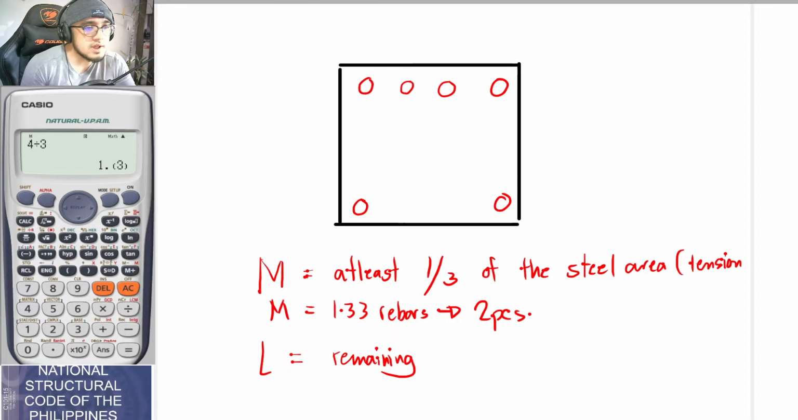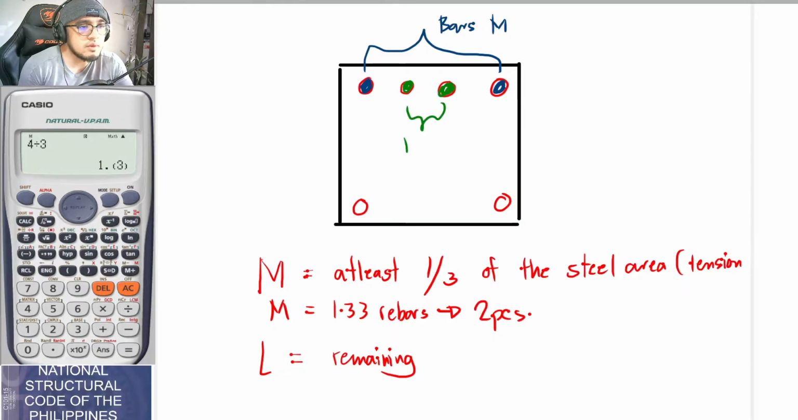So for your bars M, it is logical if you would now be choosing the exterior rebars. So with that, guys, let's change the color. Let's say that this is to be for your bars M. And the remaining one is to be for your bars L.